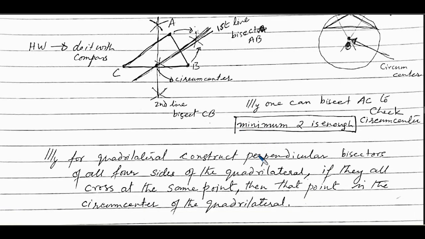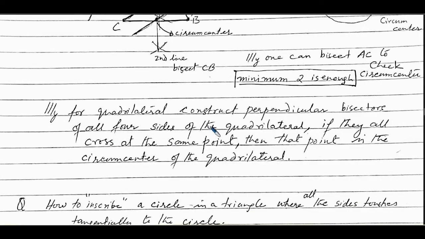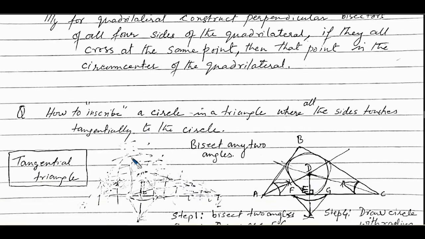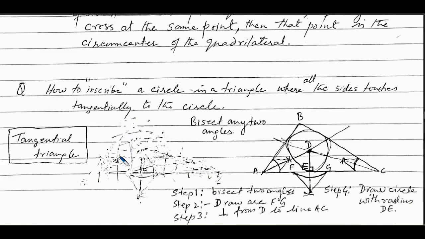In a quadrilateral, sometimes it doesn't happen, we will see it. Similarly, for a quadrilateral, construct the perpendicular bisector for all 4 sides. If they all cross at the same point, then that point is the circumcenter of the quadrilateral. I did it here for the triangle, and the quadrilateral we will do if time permits.